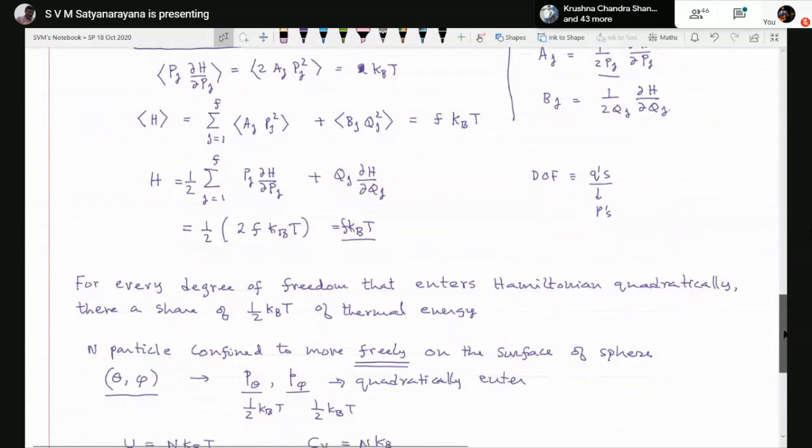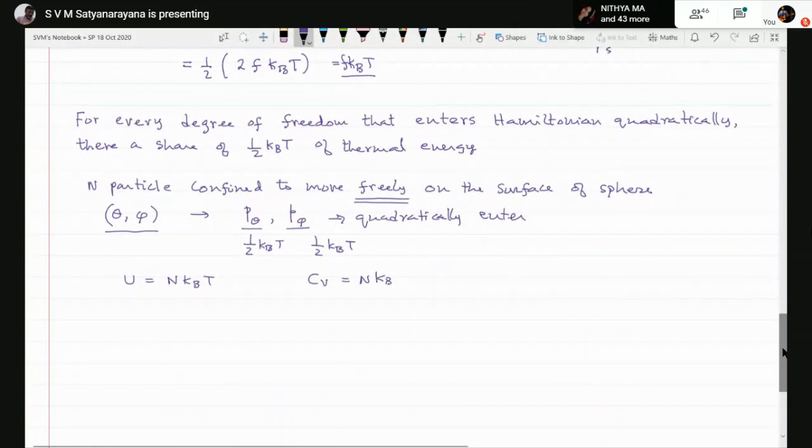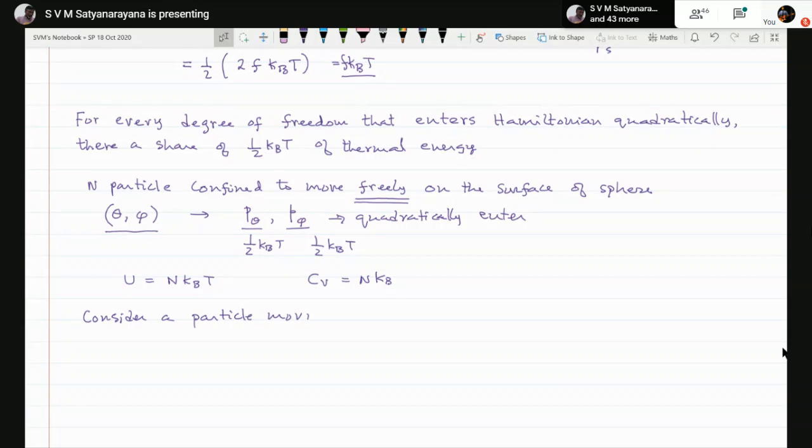Okay. So I also wanted to make another remark here: what happens if it is not quadratic? For example, let's say that we have a system. So consider a particle moving in a one-dimensional potential, given by, let's say, V(x) equal to some constant V naught times x to the power n. Okay, let's say we have some potential.